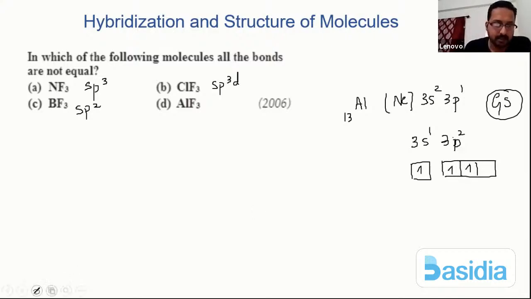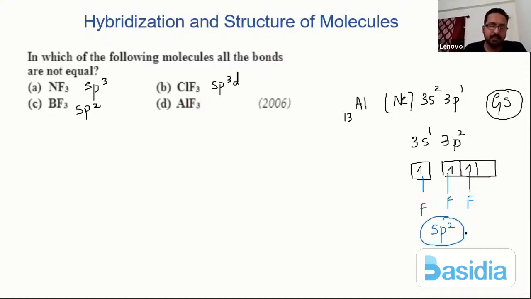Check how I solve it. So what exactly is happening now? Here I can attach one fluorine atom, here also one fluorine atom, here also one fluorine atom. So check which orbitals are involved. There is one 3s orbital and two 3p orbitals, correct? So the hybridization is again sp2, correct? So with respect to sp2 molecules and with respect to sp3, NF3 is a pyramidal structure, correct? It's a pyramidal structure, so all bond angles are going to be equal.